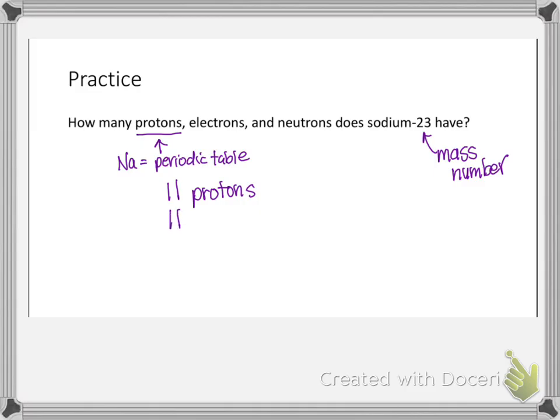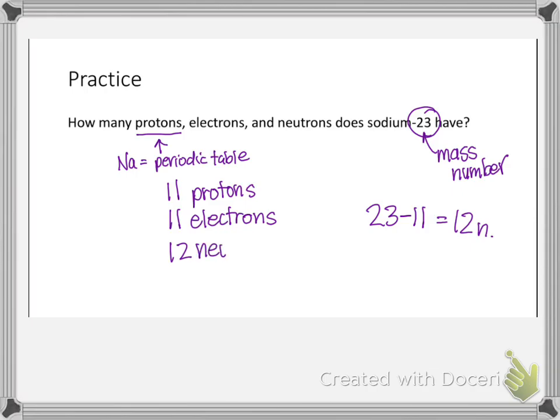And then it also has 11 electrons because protons and electrons are equal. And then if it has a mass number of 23, we'd say 23 minus 11 equals 12 neutrons. Okay, so we got the number of protons by knowing it was sodium and looking at the periodic table. We know protons and electrons equal each other, and if you take the mass number, which was given in this problem, and subtract the number of protons or the atomic number, you get the number of neutrons.